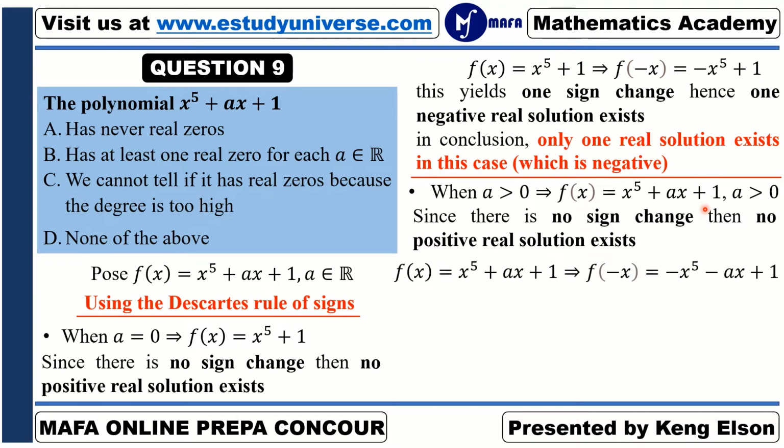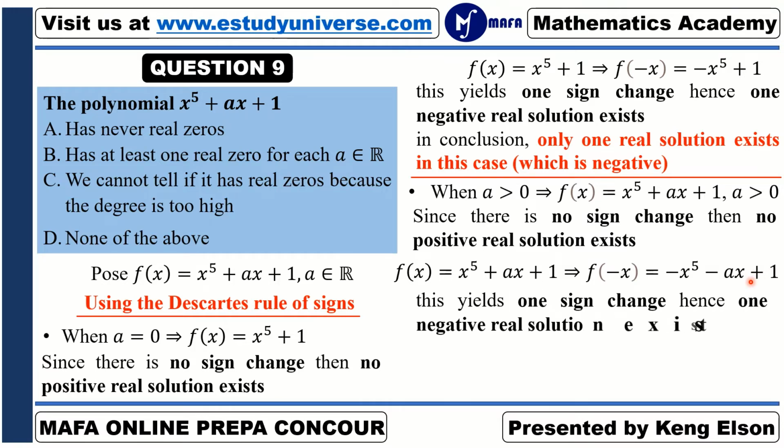Now we go ahead to get f of negative x. That is replacing x with negative x, taking it to the power 5, and replacing x in the other term with negative x as well. How many sign changes are here? There is only one sign change. Negative to negative is no sign change, but negative to positive is one sign change. Since there is one sign change for f of negative x, there is one negative real solution.